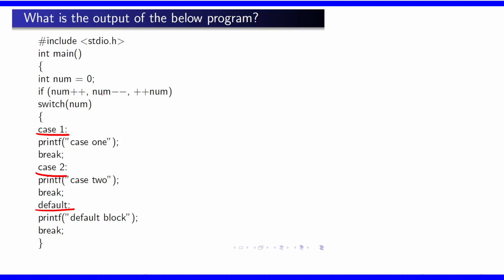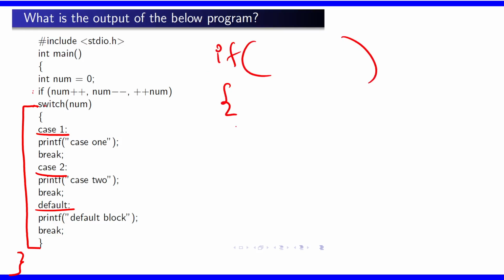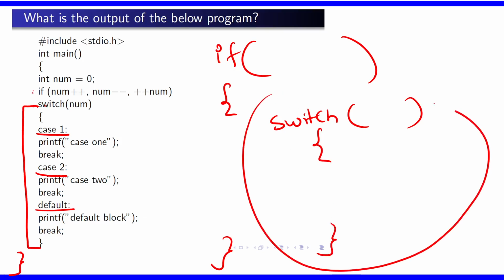See, again, after an if, if there are no open and close brackets, it means the next statement is the body of the if, and the next statement is a switch. So this full thing is a switch. Okay, there is one close bracket missing. So the statement is like this: if of something, open bracket, close. Here there is a switch. So this whole switch is under this if.